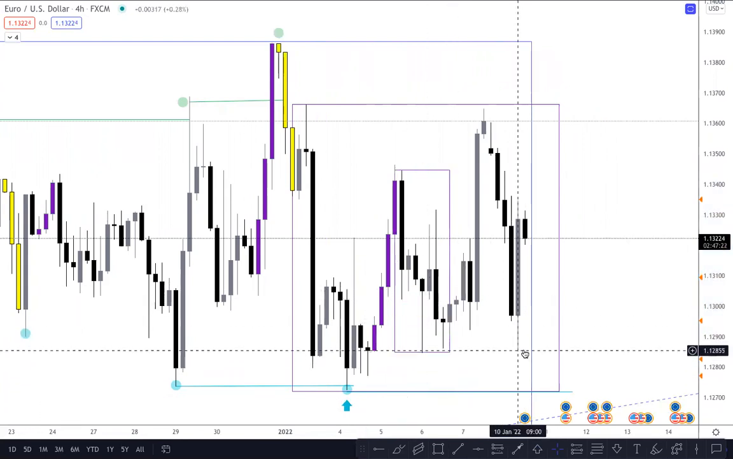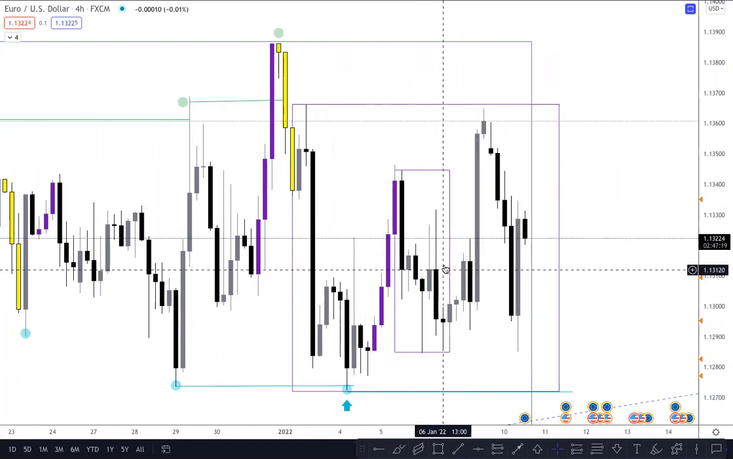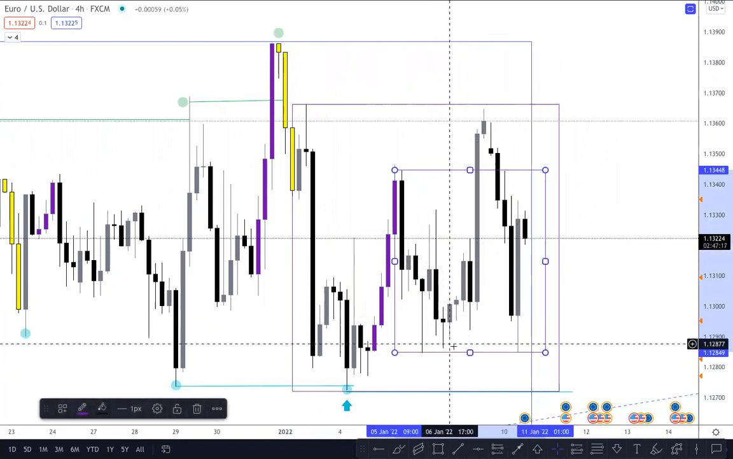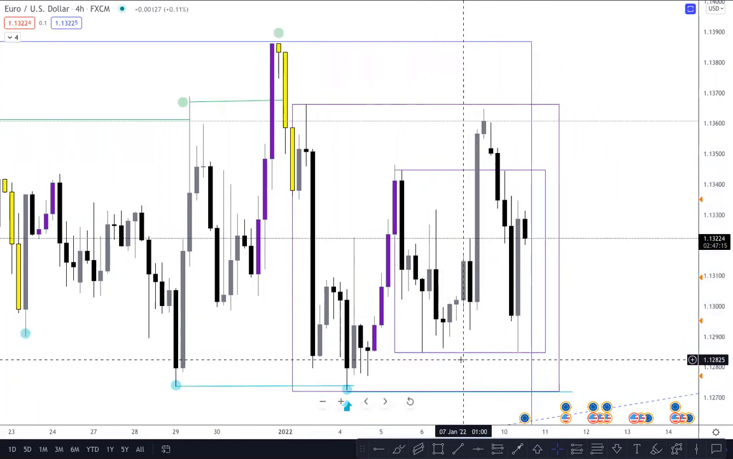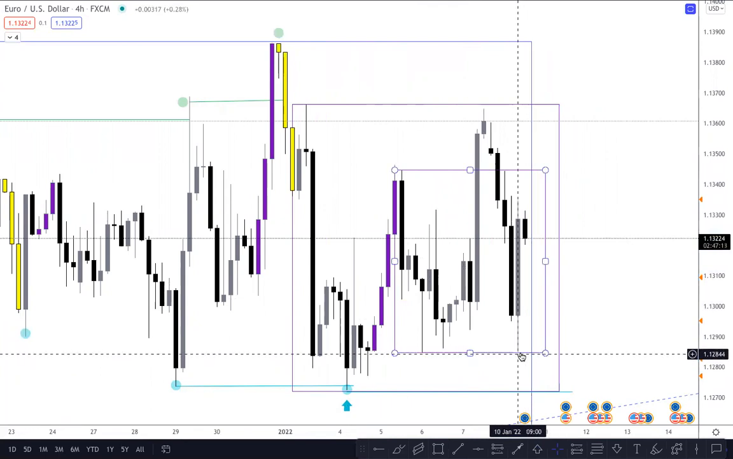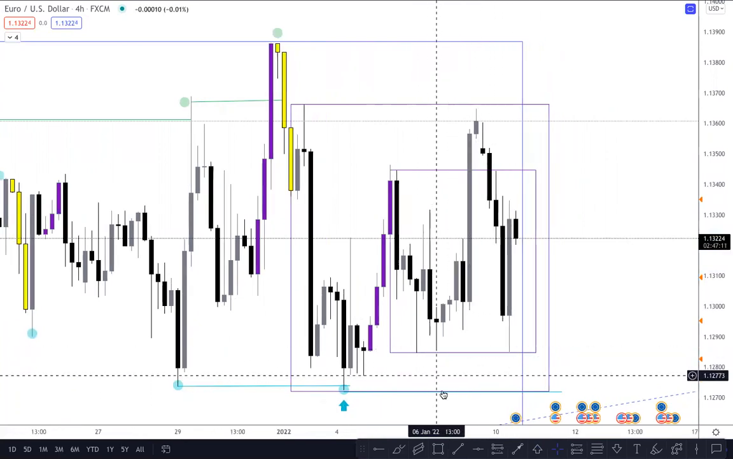And during New York, look, we came back to retest this area again. And that's how we got into longs into EU down here. It was actually based off this injection.